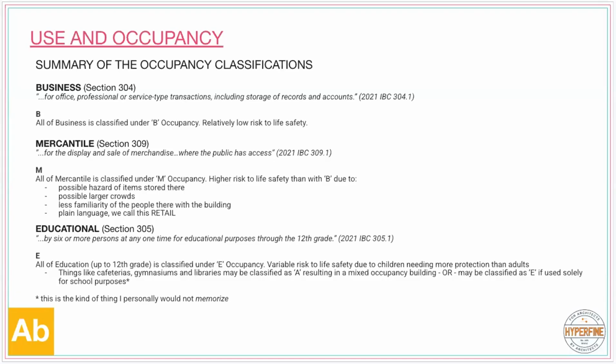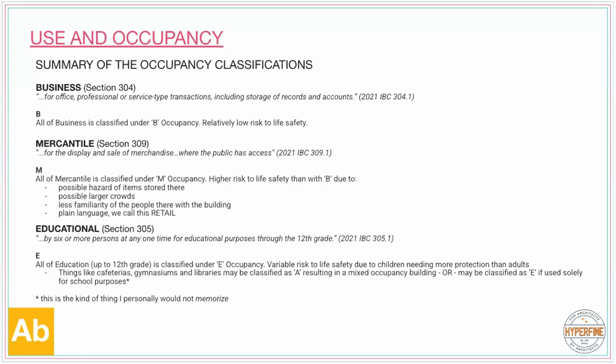Another thing to note is that in the code, things like cafeterias, gymnasiums, libraries may be classified as A because they are A, but if they're also part of the school, they might be classified as E. This is the kind of thing that I think probably has a lot of debate and a lot of code implications, and will take a long time and a lot of back and forth with your local jurisdiction. So you're not going to have to make that decision in 2.5 minutes on the exam, I don't think. But it's good to know that per the code, those things are allowed to be included in the E occupancy.